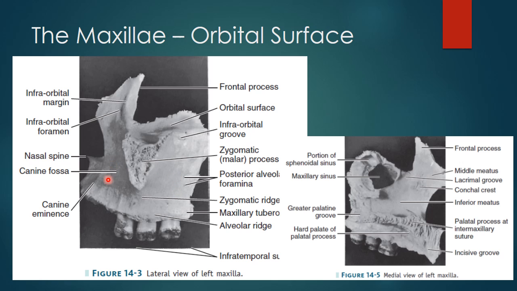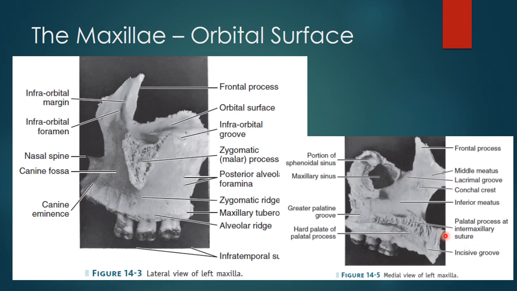This is again the lateral view of the left maxilla. This is the medial view of the left maxilla. This is the orbital surface of the maxilla, which is smooth and, together with the orbital surface of the zygomatic bone, forms the floor of the orbit. The junction of this surface and the anterior surface forms the infraorbital margin or ridge, which runs superiorly to form part of the nasal process or the frontal process.